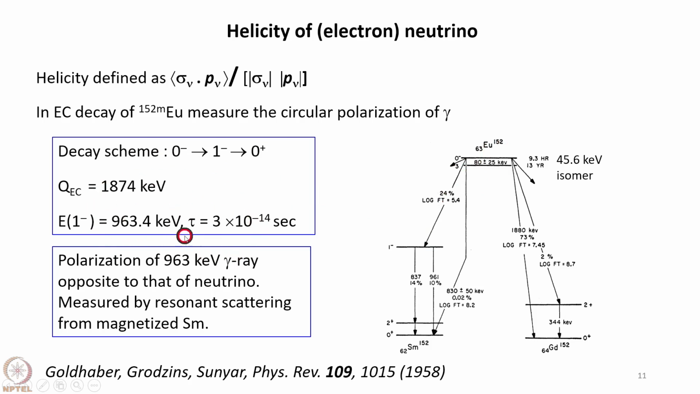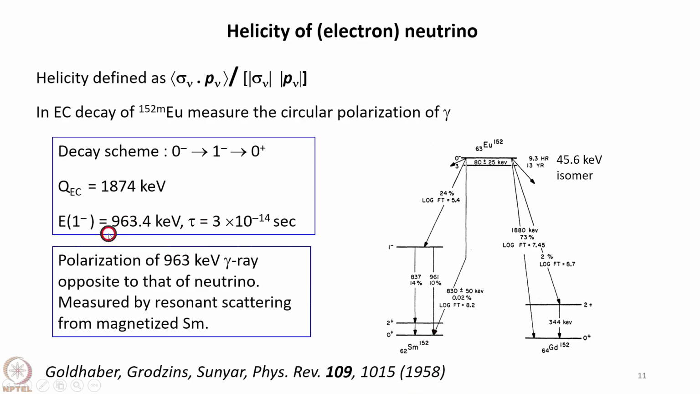The other favorable circumstance is that the lifetime of this excited state, the 1 minus state, is a fraction of a picosecond, 0.03 picosecond. And since stopping times are of the order of a picosecond, it means that the photon is actually emitted by a moving nucleus. So there is a Doppler shift, and you can see it in such a way that the shift is in the right direction, and so you can have resonance scattering from the samarium nucleus.